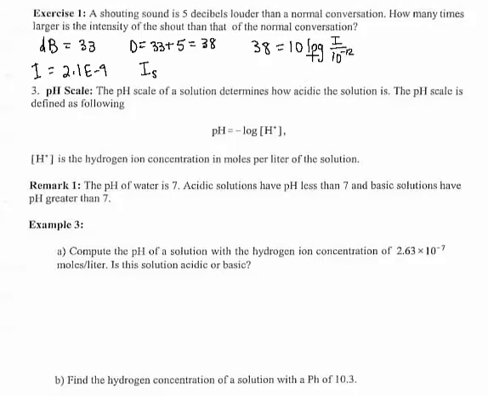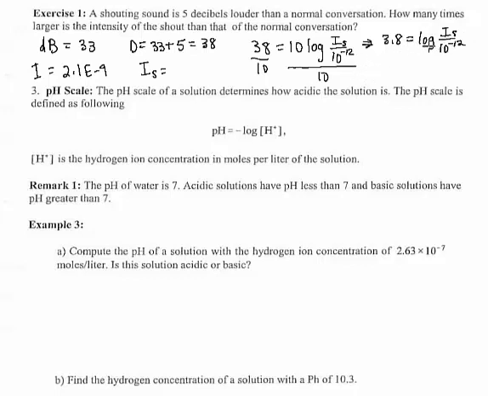And so our first step is to get the log expression by itself on one side. So we have to divide by 10 on both sides. Divide by 10, divide by 10. This gives us 3.8 equals log of the intensity of the shout, and this is what we're looking for. I use the I with the subscript S for shout, and that gets divided by 10 to the negative 12.